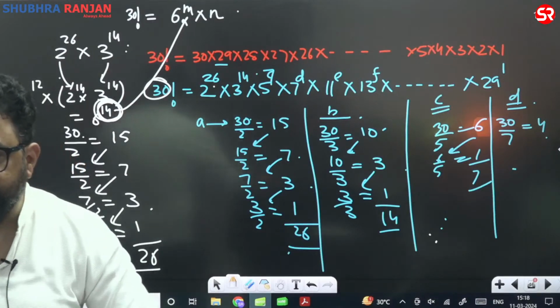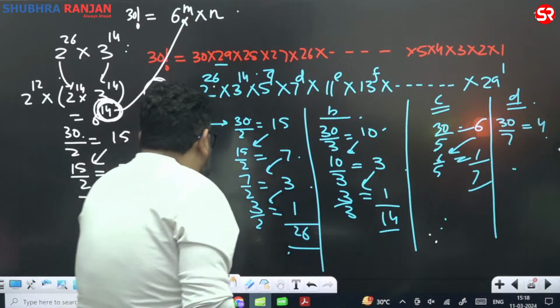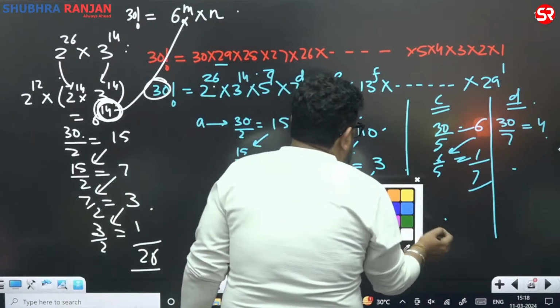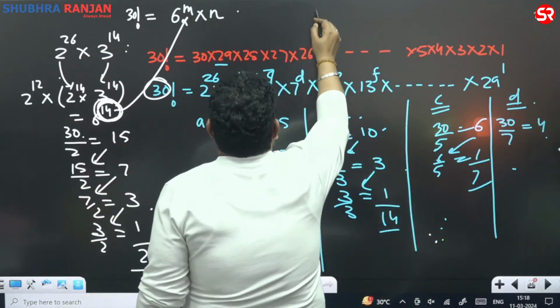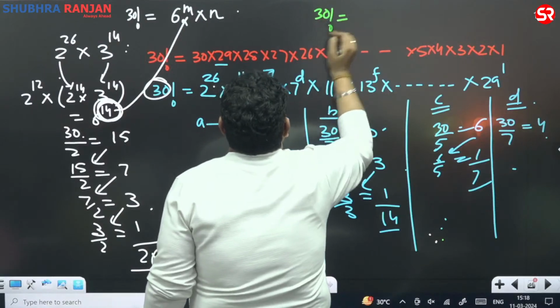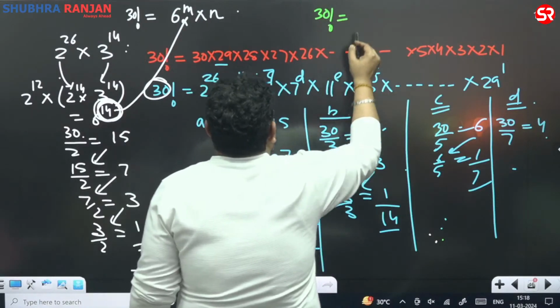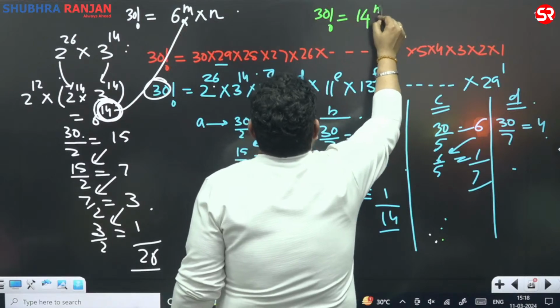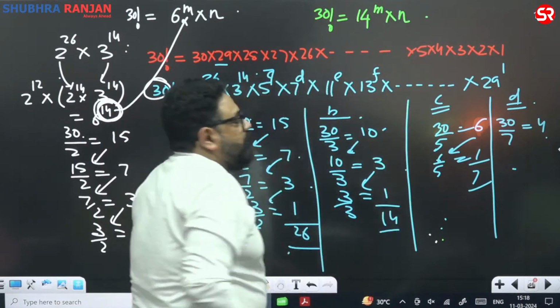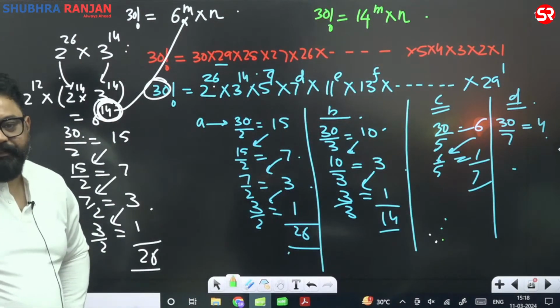I say same kind of question because I am expecting this question. Frankly, that's the reason I'm doing a lot of questions. I say 30 factorial is equal to 14 to the power m into n. What is the maximum value of m?